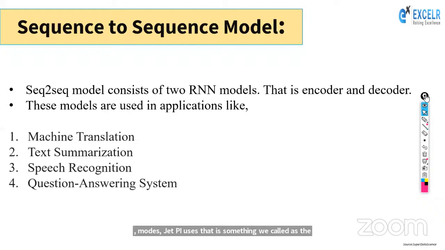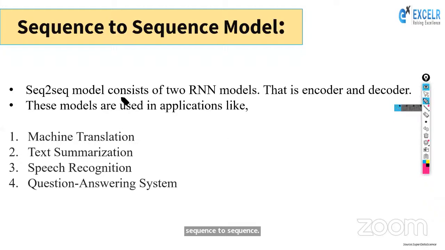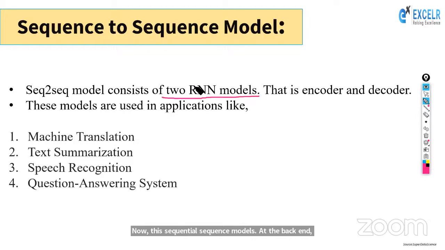Now, these sequence to sequence models at the backend consist of two RNN models. And let me just rectify it, especially it's two LSTM models, right? So if you see the architecture of sequence to sequence models, they have at the backend two LSTM models. The first LSTM model is called the encoder. The second LSTM model is called the decoder. So we have something called an encoder decoder architecture.